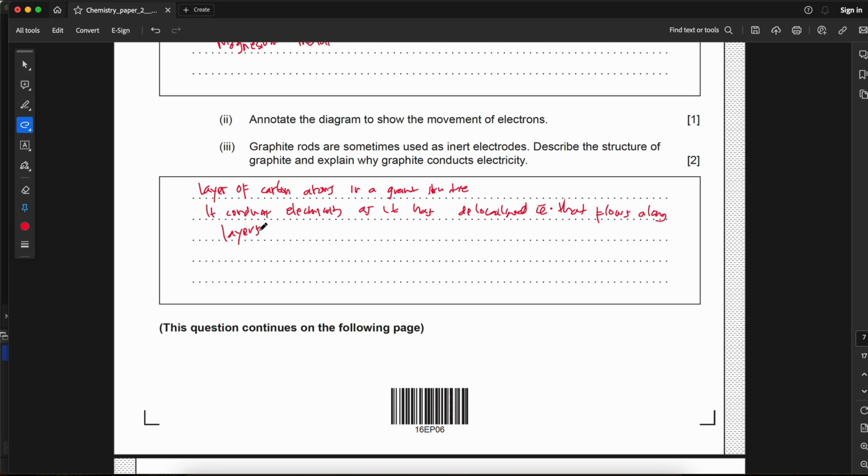It has a giant structure. Each carbon atom is bonded to 3 others, forming strong covalent bonds within layers. Within each layer of graphite, 1 electron from each carbon atom is delocalized. So this facilitates the flow of electric current, allowing it to conduct electricity effectively.